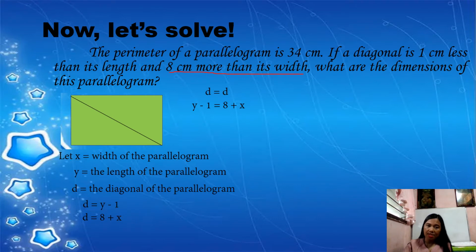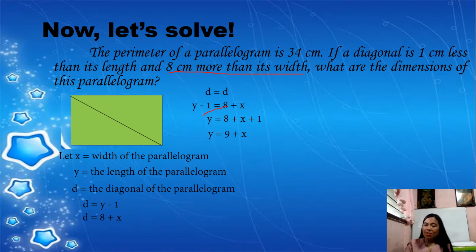Now let's erase it. Okay, so from there we can transpose negative 1 to the other side. So we have y equals 8 plus x plus 1. Now 8 plus 1 is 9, so we have 9 plus x.